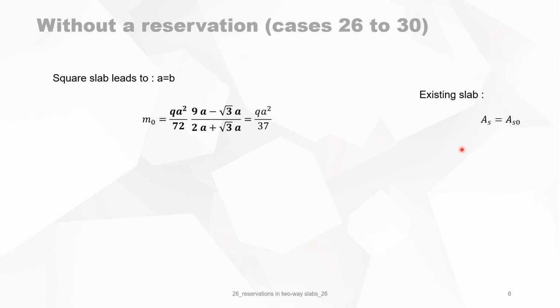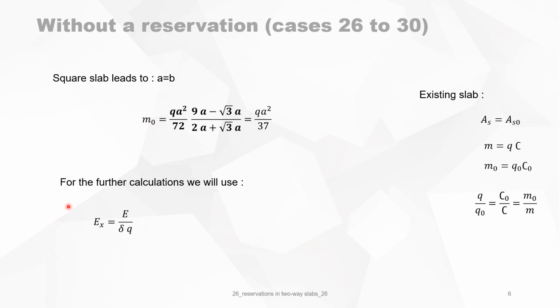For an existing slab where there's no reservation in it, the reinforcement is equal to the reinforcement that is needed for M0. The bending moment is Q times C. C is a factor only depending on the geometric characteristics, and Q is the ultimate limit load. M0 is Q0 times C0. And then you can easily see that Q over Q0 equals C0 over C and equals M0 over M.